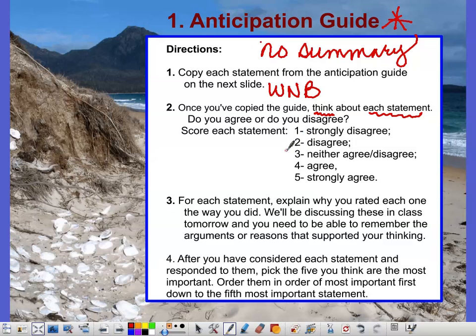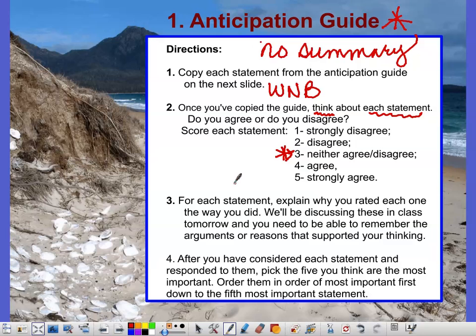And then if you disagree, do you strongly disagree or just disagree? If you agree, do you strongly agree or just agree? Or are you neutral? Do you really not have an opinion either way? I would prefer you not pick the three, especially not more than once or twice. If I find that you've picked three for most of these, you will get a 0 for the assignment because there's no way you're going to be neutral about all of the statements.